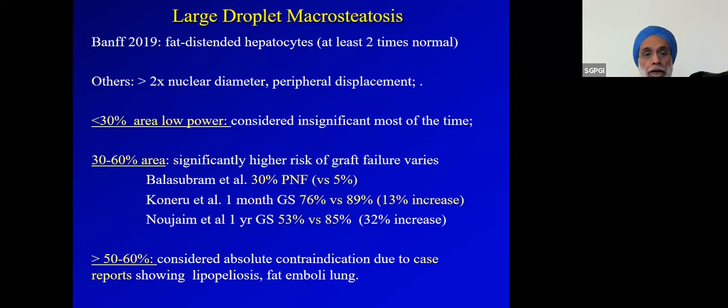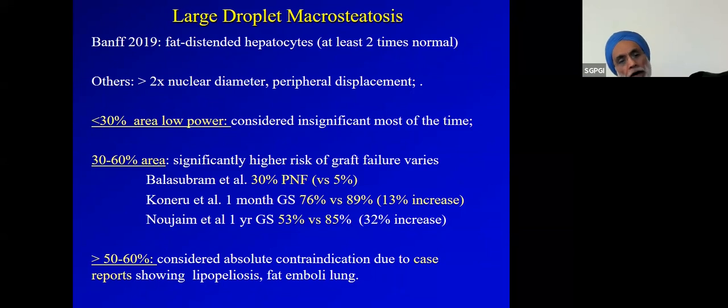All right. So how should you define large droplet macrosteatosis? In BAF 2019, they suggested that you see distension of hepatocytes to 2 times the normal, what you consider normal in that liver. Other definitions have been used. For example, some say you want to just look at the nuclear diameter and see if it's 2 times larger. Some want a peripheral displacement of the nucleus by the fat. Well, whatever scheme you are used to, it probably doesn't matter, but it would be good to follow BAF, I guess, so that we all start using the same criteria.